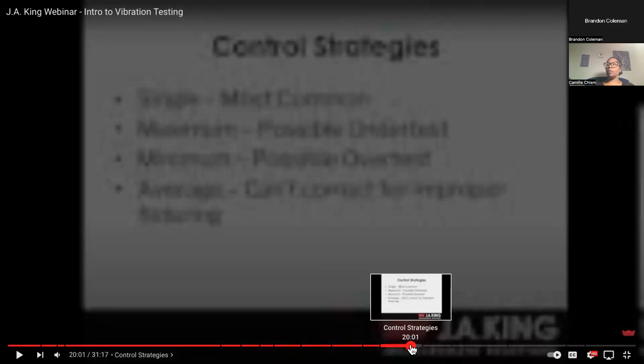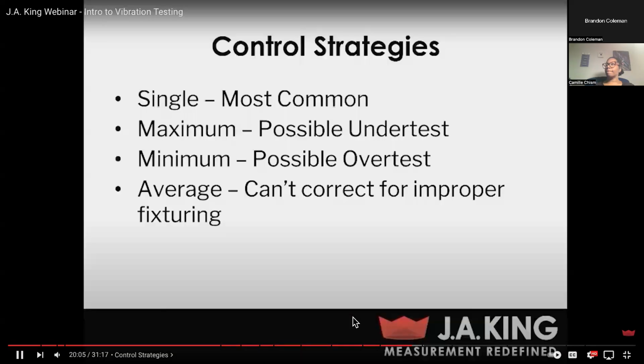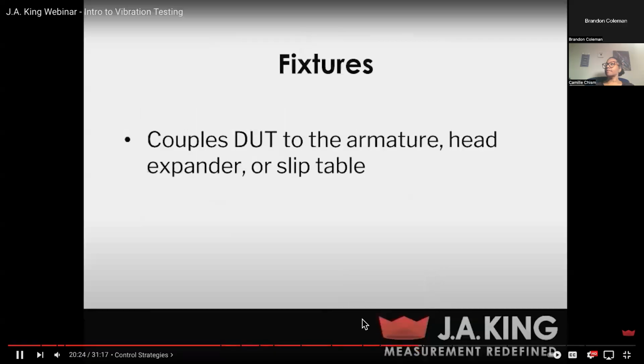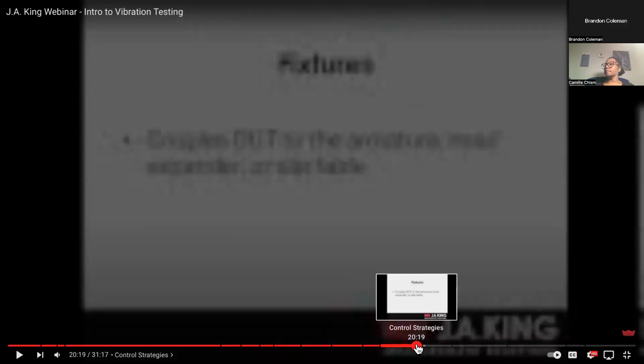So for automotive or just for transportation testing in general, when you see accelerometers, it's generally going to be on a truck or something, not in the test lab. Because it does help to minimize the effect to either the armature or the head.